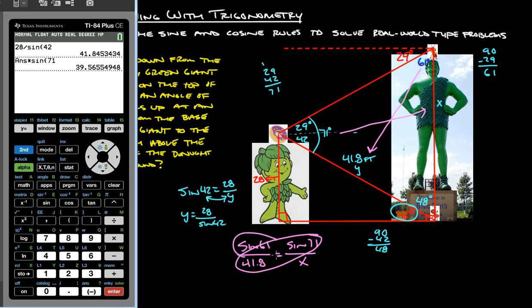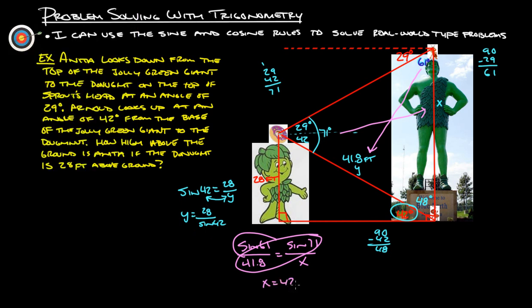gives us 39.56 divided by sine 61. And we get 42.23. So we'll call that x, 42.2 feet. So Anita is 42.2 feet above the ground on top of the Jolly Green Giant's head.